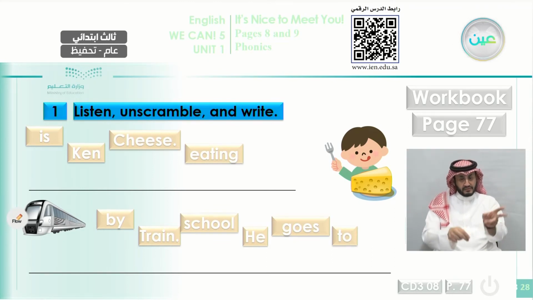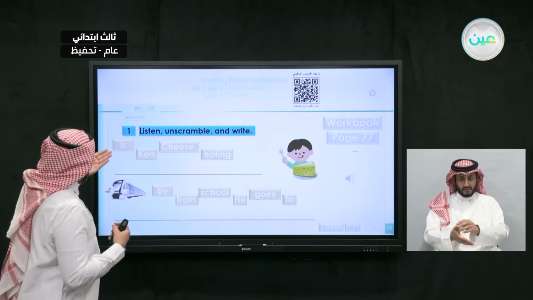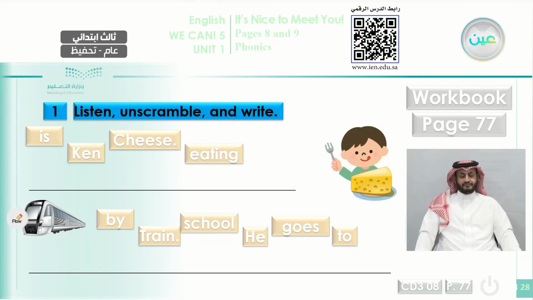Now we're going to write a full sentence, a complete sentence, but we need to unscramble the words. Okay, the words are scrambled. What do we need to do? We want to put them in the right order. The first one, as you can see here, is can cheese eating. This doesn't go well. We need to put them in the right way. So think of this sentence. How can we arrange the words?